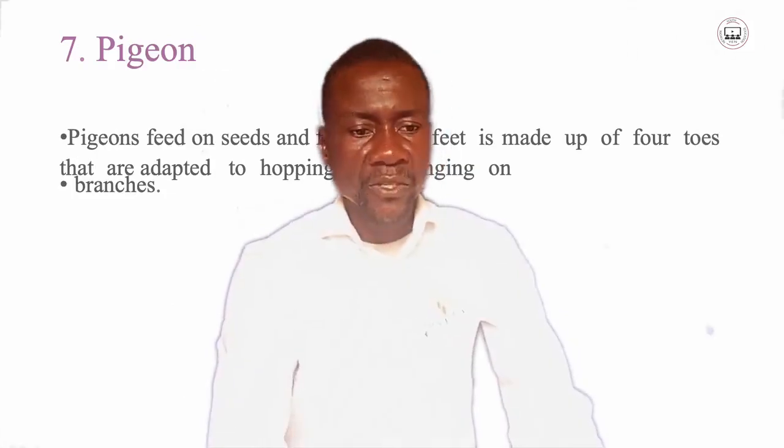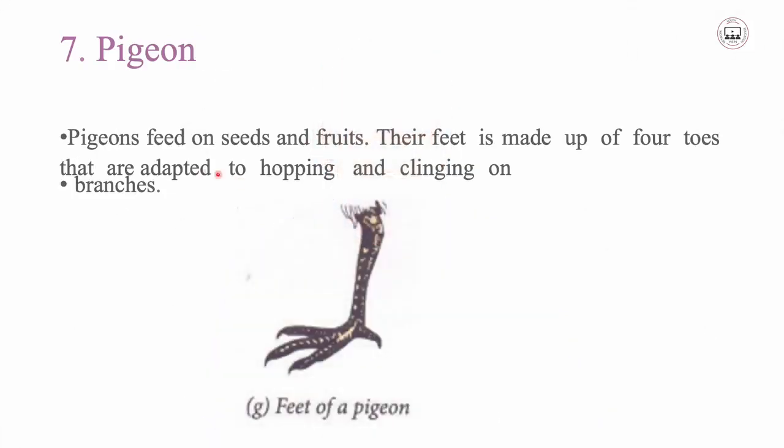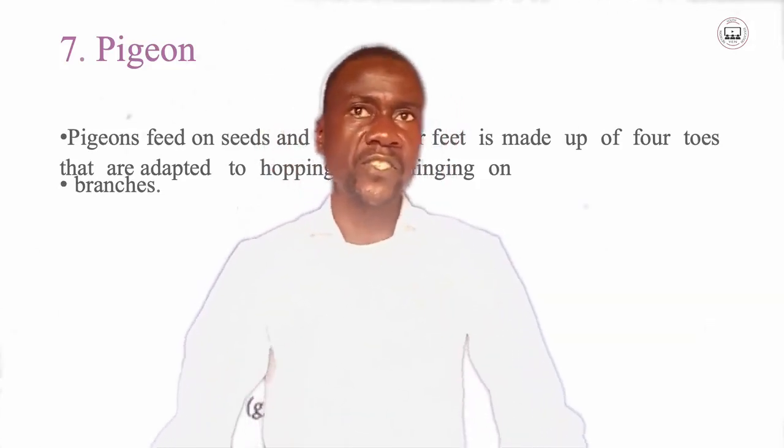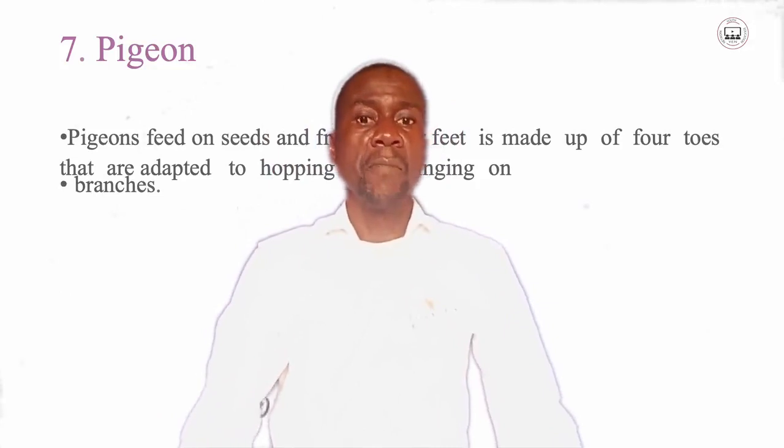Then the pigeon. A pigeon feeds on seeds and fruits. Their feet are made up of 4 toes that are adapted to hopping and clinging on branches. So this is the foot of a pigeon. So that has been a demonstration of different types of feet which can be found in different birds.